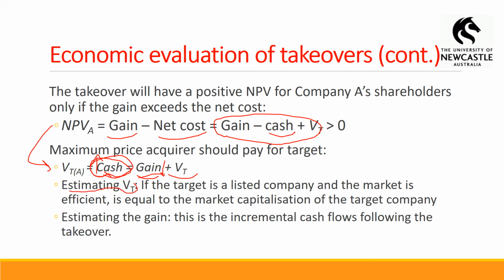To estimate the target firm value, we rely on market efficiency. If the market is efficient, then the best estimate of the target firm value would be the market capitalization of the target company. So this bit is easy. Estimating the synergy gain is a bit more tricky. With the synergy gain, what's important is the difference between the value of the combined firm and the total sum of the independent firms. So what we care about here is the incremental cash flows that are generated by combining the assets of the two companies.